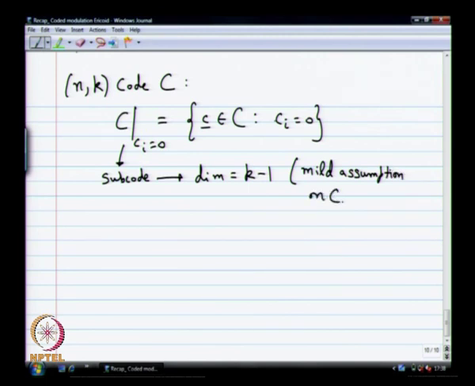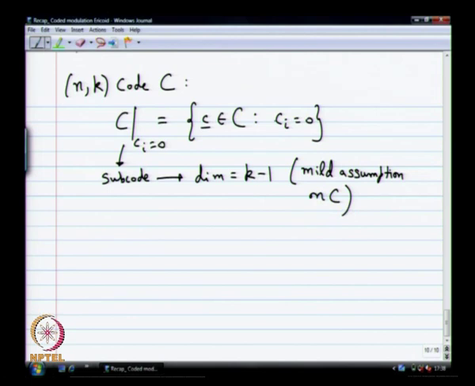On C, the mild assumption is basically that C is such that no one coordinate remains 0 all the time. If that is the case, the dimension becomes k minus 1. So why is this useful in the bitwise MAP decoder expression? The numerator is controlled by code words of this form for capital Li, am I right? The set of all code words with Ci equals 0 is exactly of size 2 power k minus 1. So what about the remaining ones?